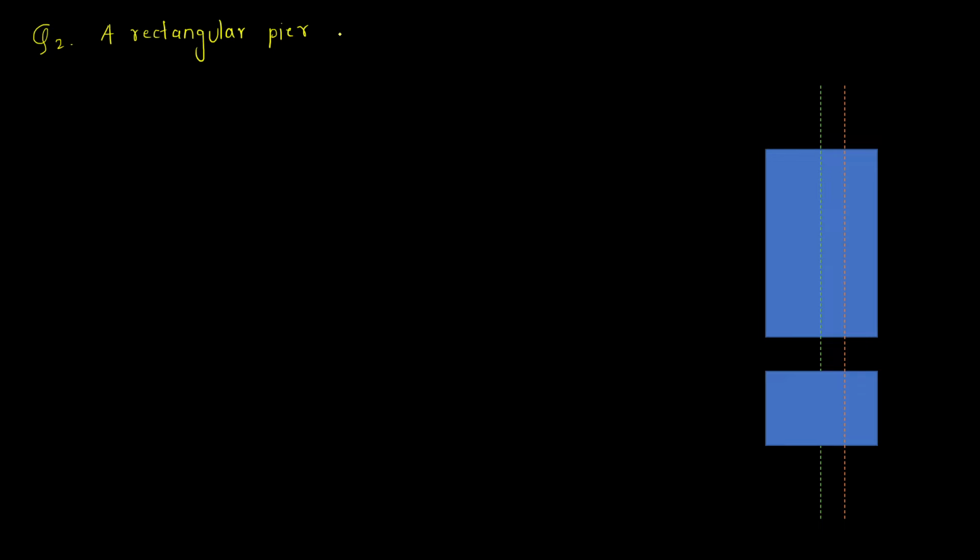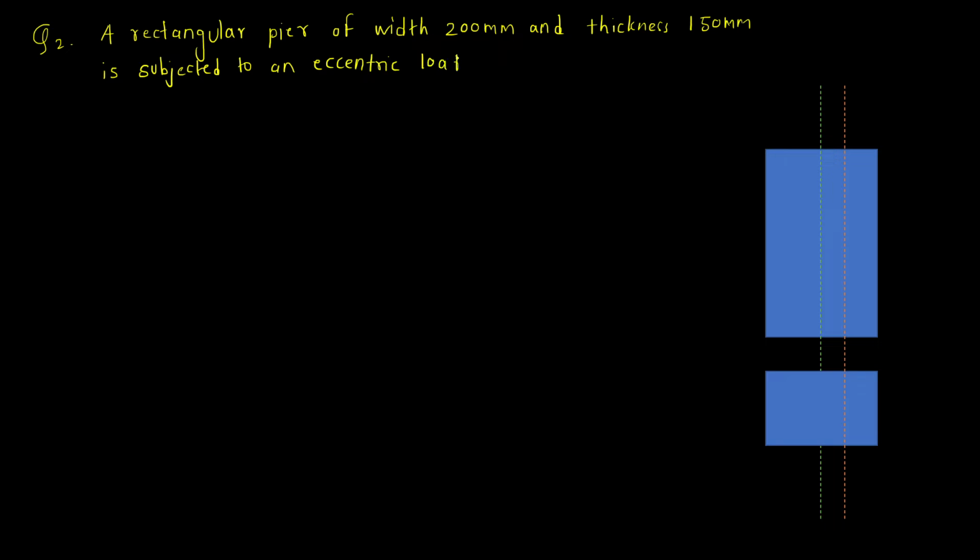A rectangular pier of width 200 mm and thickness 150 mm is subjected to an eccentric load of 60 kN at a distance of 20 mm on an axis bisecting the thickness. So this is the location of that eccentric load.